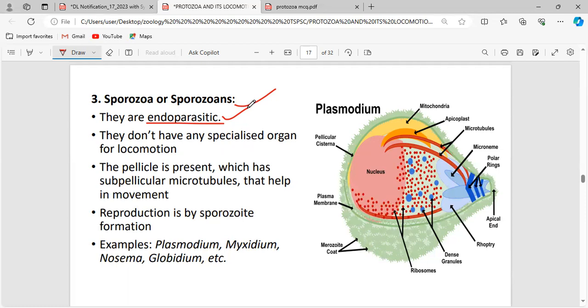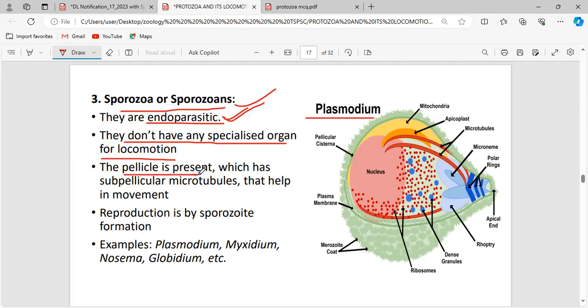What is an ectoparasite? The parasite which lives on the outer body of the host. But endoparasite means they live inside the body of the host. So sporozoa or sporozoans are endoparasitic. The best example is Plasmodium. And they don't have a specialized organ for locomotion. The spore is one of the best methods of asexual reproduction, and these spores don't have a specialized organelle for locomotion.